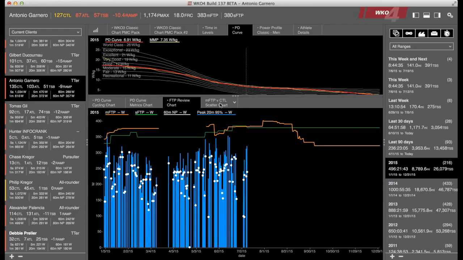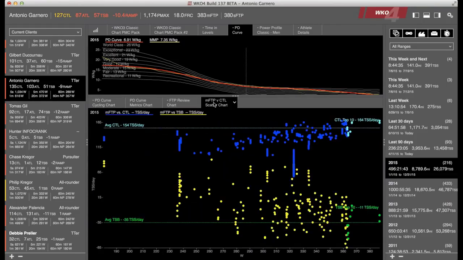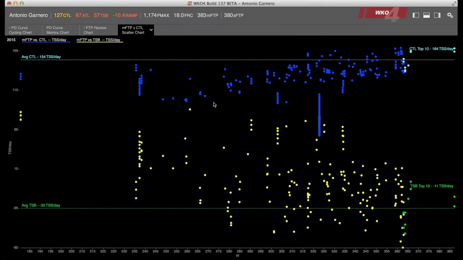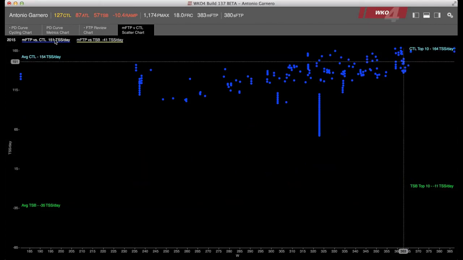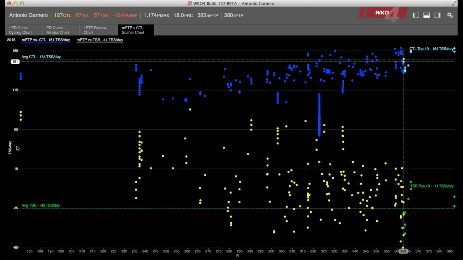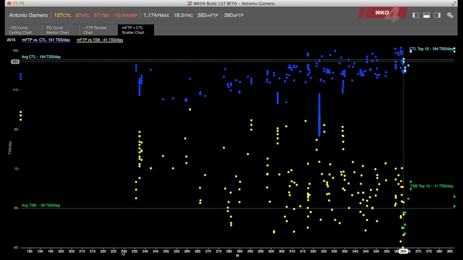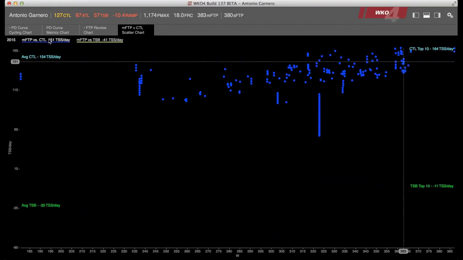The other one that I like to look at is a pretty cool one here. Again, I'm going to hit Alt, Command, and the lower button. This is a really cool way to look at this. What's going on here? We've got the modeled FTP versus CTL. Notice on the y-axis over here is CTL, and on the x-axis we have wattage. So what do these blue points mean? These are his CTL and wattages.